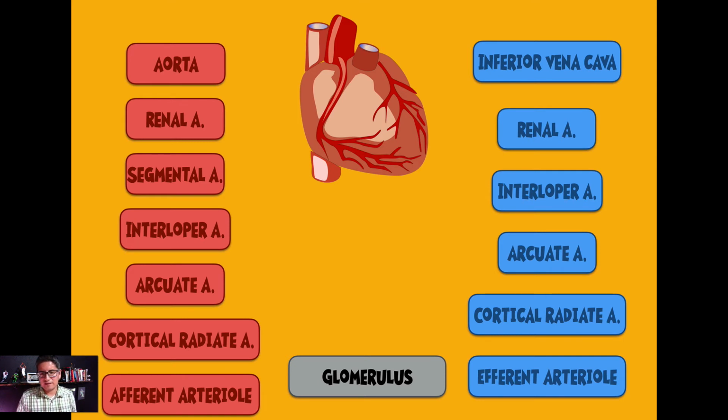Now, one thing that I need to mention real quick is that you'll notice that on the venous side, the blue side, there is no segmental artery, whereas on the arterial side, there is a segmental artery. So that's basically the only difference between the two. And then from the inferior vena cava, it goes back into the heart.